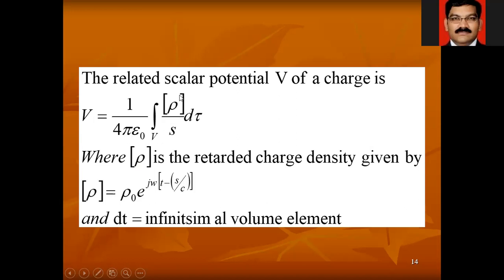This is rho v, the volume integral of rho v upon s into dv. So this is a volume integral. Rho is the retarded charge density, given by this. Okay, so this is rho v. dv is the infinitely small volume element. So this is the volume integral.